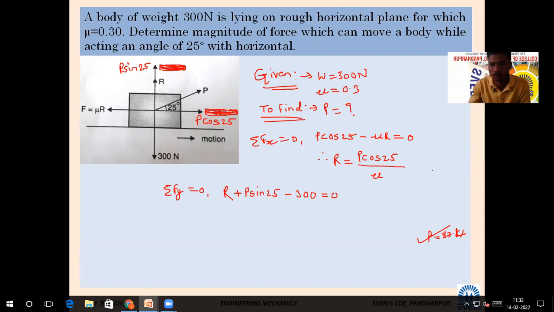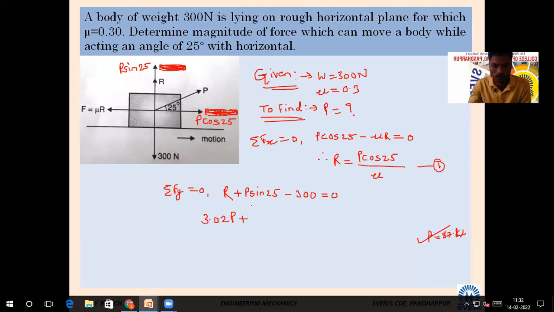Maybe here, equation number 1. You are having value of what? R. So here you can put value. So can someone tell me what is cos 25 divided by mu? Mu is 0.3. What value will come? 3.02. Just check, I don't have the answer. 3.02. Yes, sir. Okay.